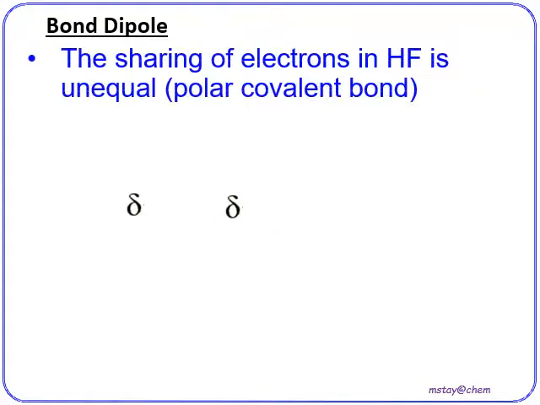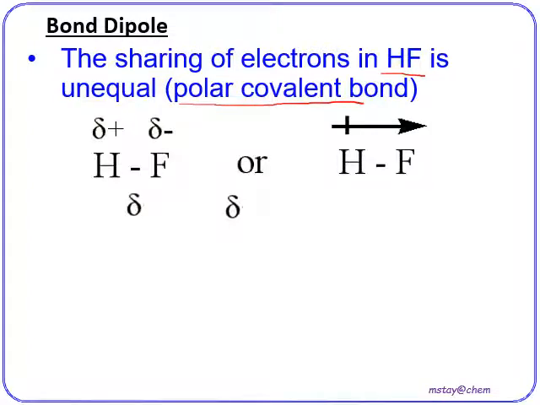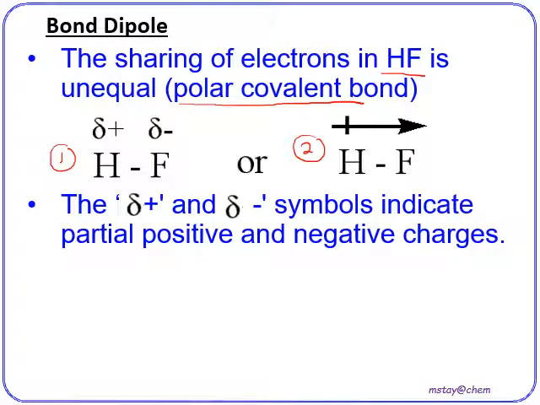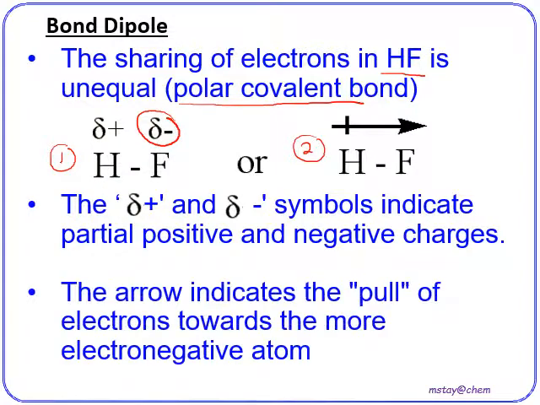Okay, let's take one example, hydrogen fluoride, which is a polar covalent bond. We have two ways to express it. This is the first way, and this is the second way. In the first way, we use the symbols partial positive and partial negative to show which is more electronegative. As we know, fluorine is the most electronegative element, so that's why we give it a partial negative. For the other way, we use an arrow to show that the electron is pulled towards the fluorine, which is more electronegative.